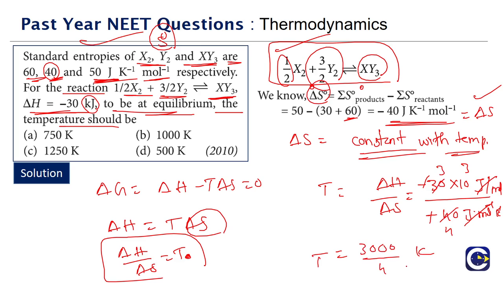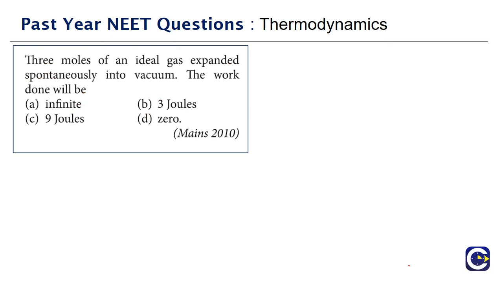That's the temperature value. What is 3000 by 4? This is 750 Kelvin. Look, what is the answer? 750 Kelvin comes. So what have we done here? First we got the entropy change for the given reaction. After that we used the equilibrium condition. The equilibrium condition is that the value of delta G should be equal to 0. From that we get the corresponding temperature. Okay? Look at the next question.